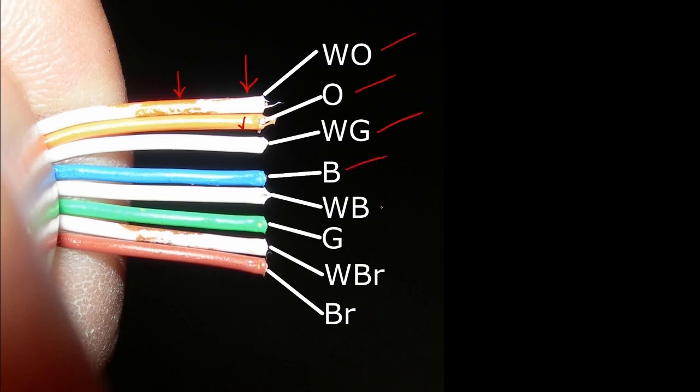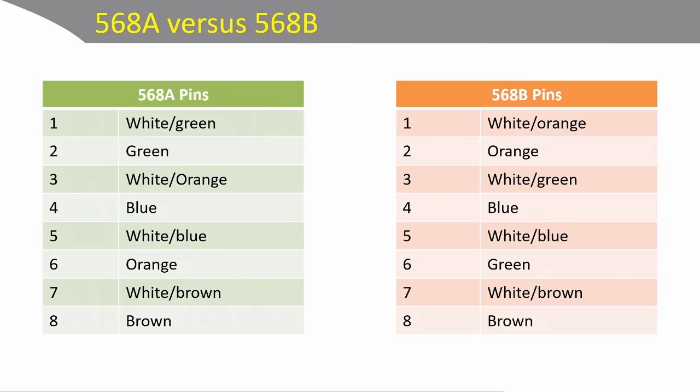Then solid blue, white-blue, again, you can't really see the blue stripe, just such a close-up here. Solid green, here we have white-brown, and solid brown. So those are the 8 wires, and that's a close-up. And what I did here was I cut them straight with a wire cutter so that I could fit an RJ45 plug on them to make a patch cable.